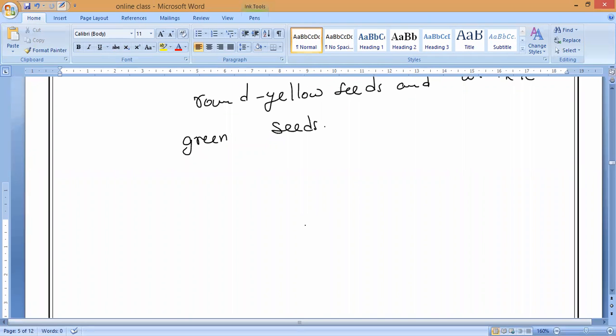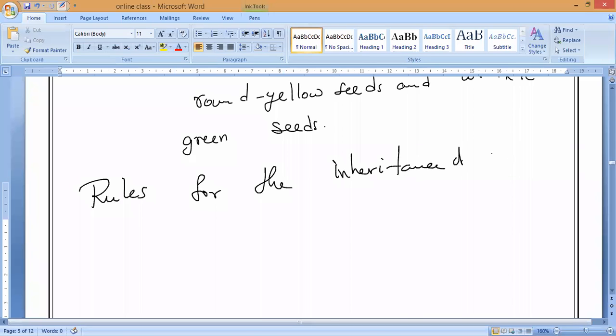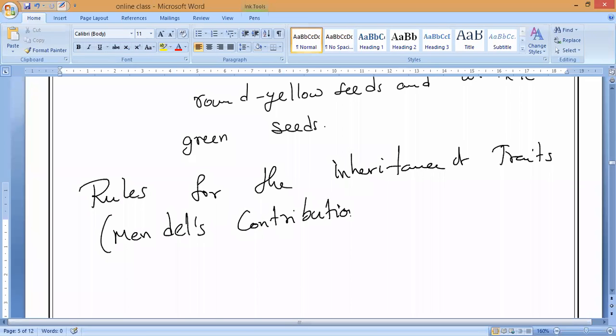If you understand till here, then next class we'll start rules for the inheritance of traits, that is what we call Mendel's contribution. So from here, the real lesson will start. What is Mendel's contribution to this inheritance, the characteristics inheritance from the parents to the offspring?